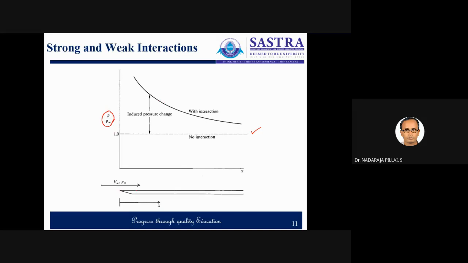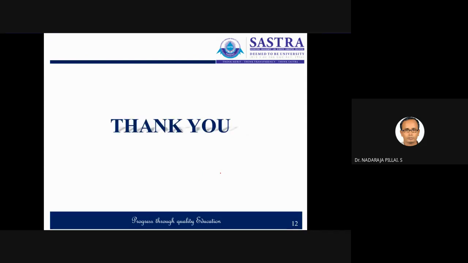So this is flow over a flat plate, and we see that there is an induced pressure change which is strongly affected. This particular location is the strong interaction, and here you have a weak interaction. I stop at this point. Thank you very much.